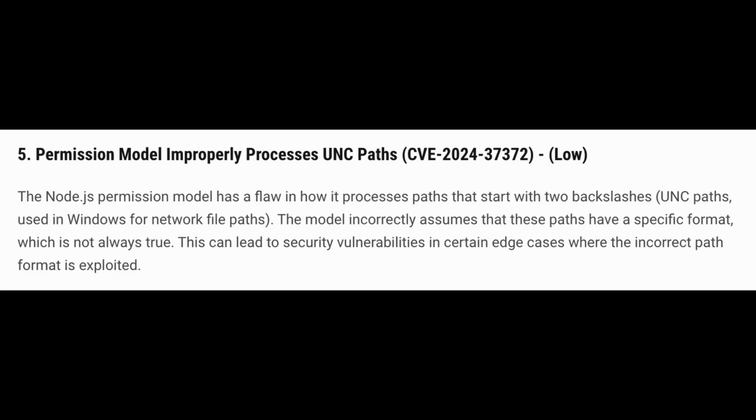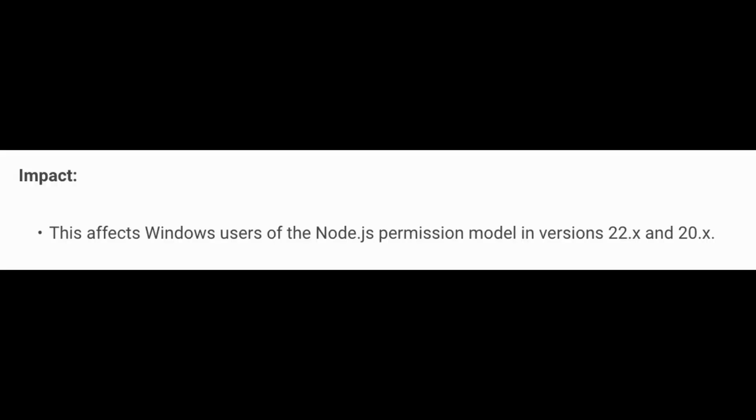Number 5, UNC paths processing issue. The fifth issue is a bug in how Node processes certain network file paths on Windows. The model makes incorrect assumptions about these paths, which can lead to security vulnerabilities in specific cases. This affects Windows users of the Node permission model in versions 22 and 20.